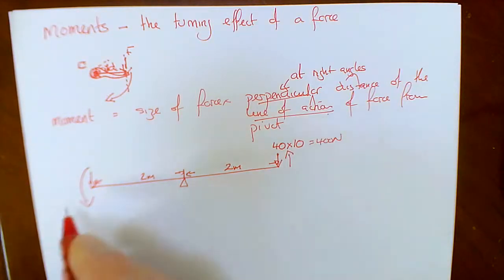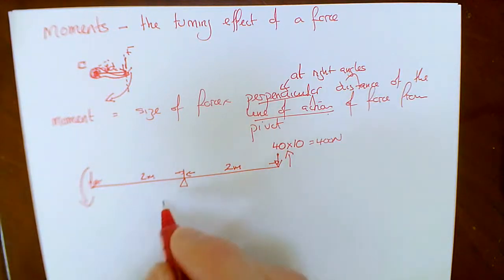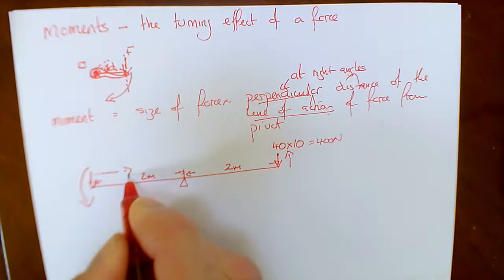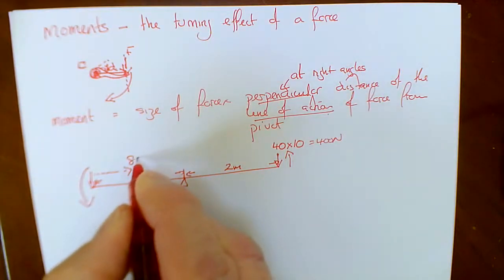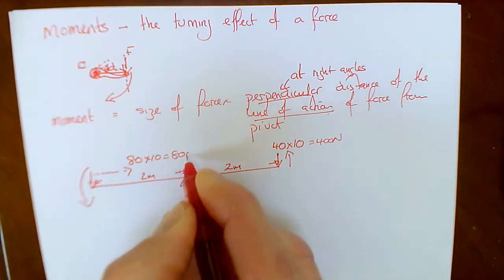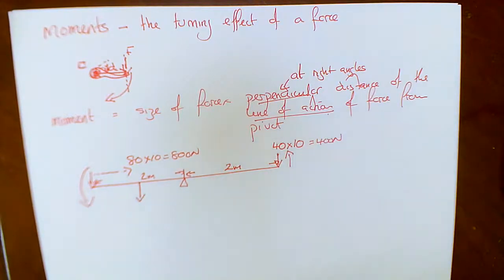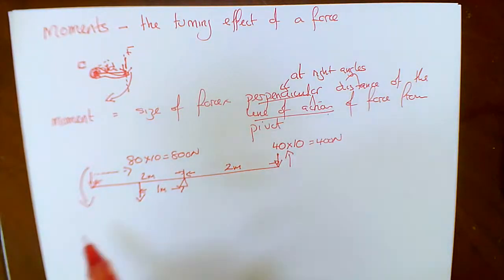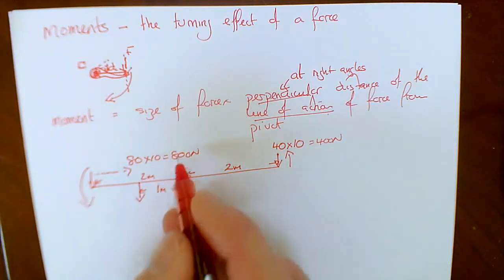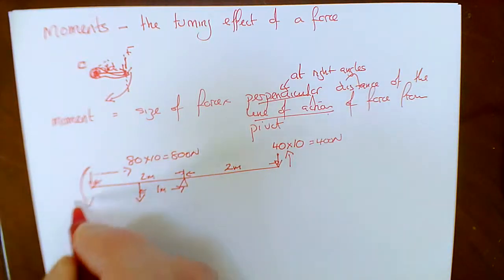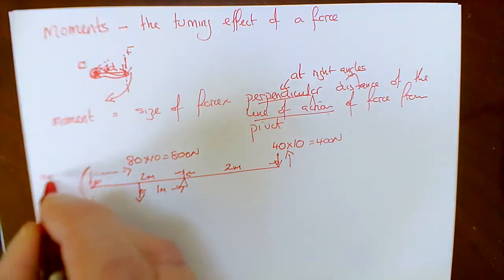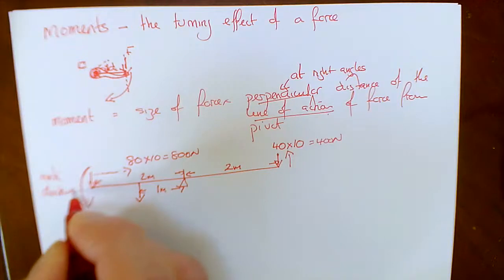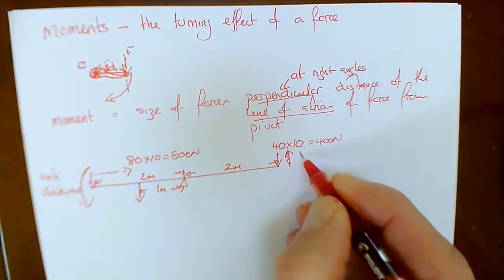So to balance it, I'd have to sit nearer. My turning effect over here is too great, so I have to move in a bit. So let's say that I have a mass of 80 kilograms, so roughly speaking that's 800 newtons here. Then you can probably see that if I double the size of the force to get the same turning effect, I would have to cut the distance in 2. So you can see here that my 800 newtons is trying to turn the whole thing this way, anti-clockwise. Whereas the 400 newtons is trying to turn it clockwise.